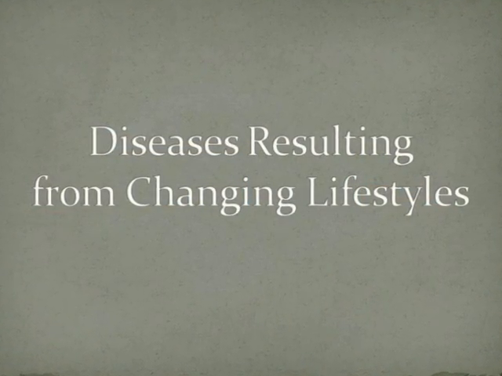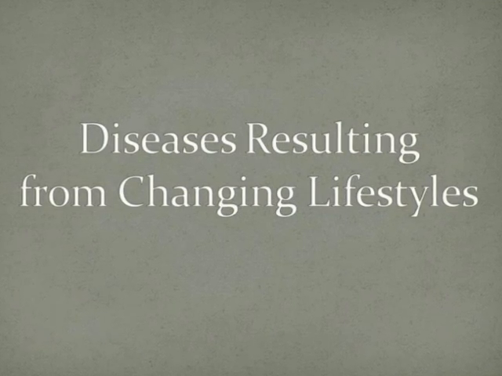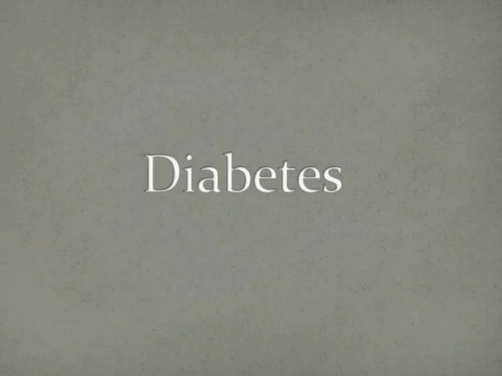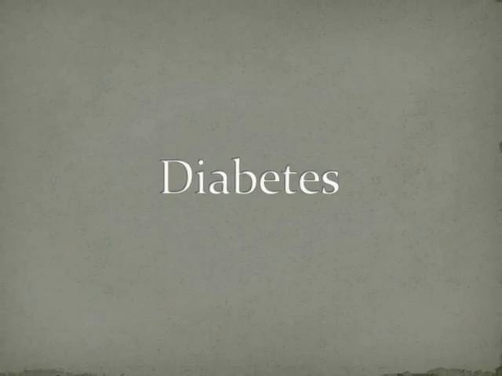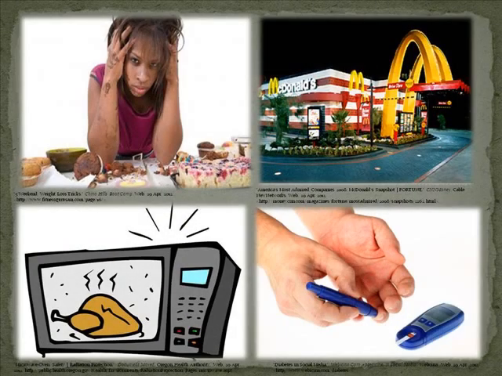Diseases resulting from changing lifestyles. Diabetes. It is no secret that obesity is rampant in the United States and is affecting things other than the numbers on our scales. It is increasing the chances of getting a serious disease, as heart disease is one of the number one causes of death in the United States, with cancer coming in second and Alzheimer's disease and diabetes trailing close after. Diabetes is a mixture of hereditary factors and environmental factors.